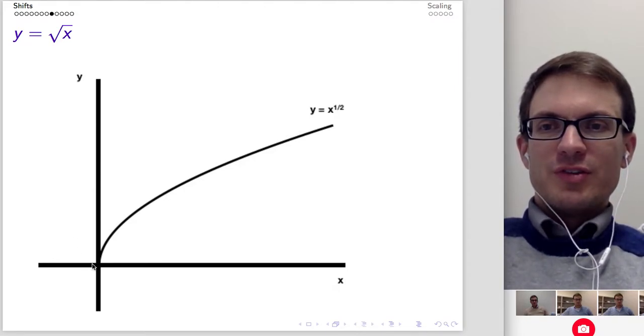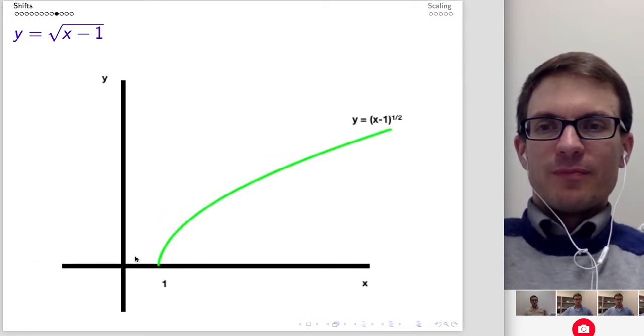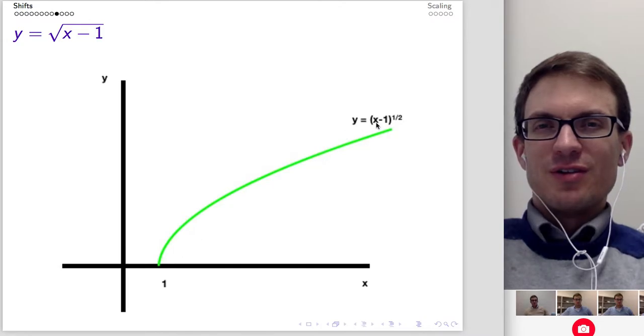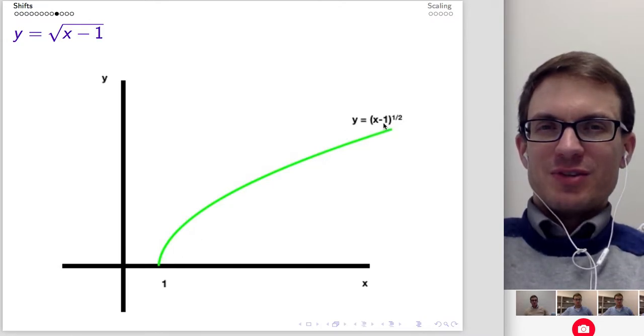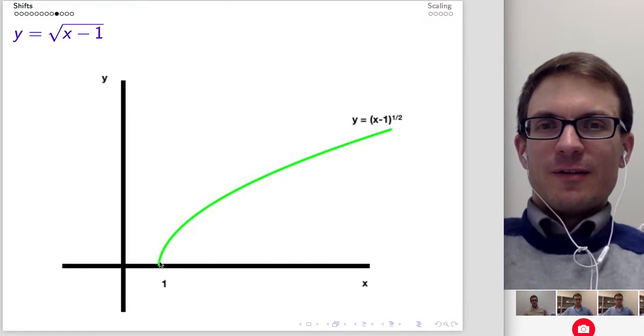Okay, well, let's think of when x is 0, y is 0 on this graph, right? 0, square root of 0 is 0. What about here? If x is 0, y is going to be the square root of minus 1. We can't do that, right? It's undefined. The graph actually starts down here.